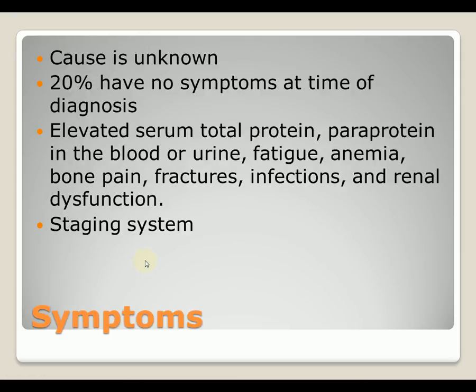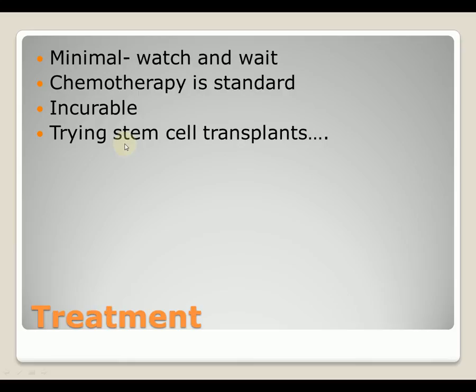The cause is unknown. 20% have no symptoms at the time of diagnosis. You'll see elevated serum total protein, paraprotein in the blood and urine, fatigue, anemia, bone pain, fractures, infections, and renal dysfunction. And there is a staging system. Treatment is minimal; you want to watch and wait. Chemotherapy is the standard. It is incurable, and they are trying stem cell transplants at this time.